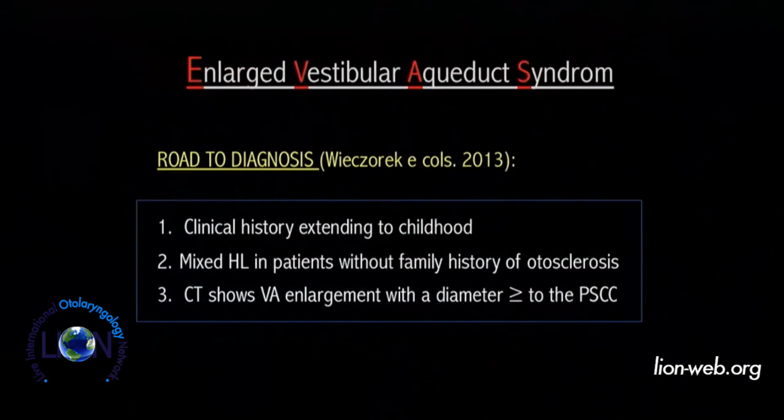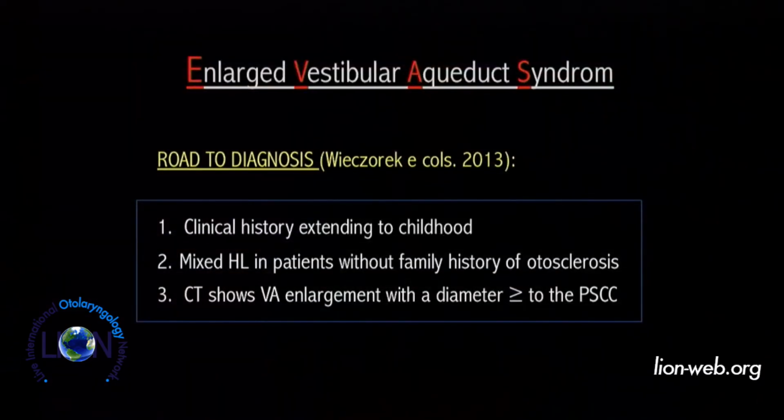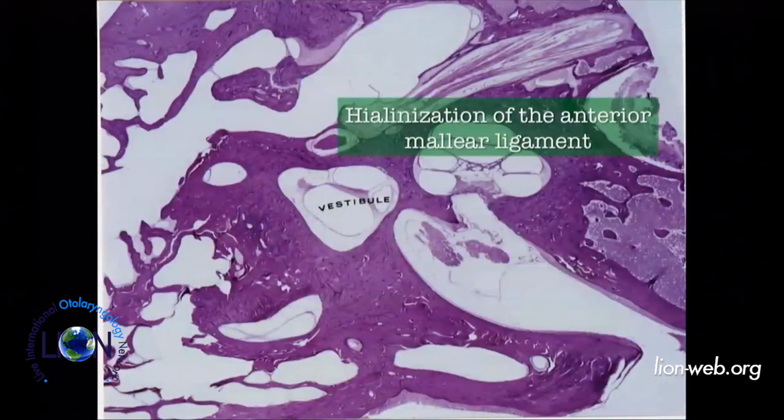And you see, to think about these guys, you have to think about a clinical history extending to childhood. They will bring this complaint since childhood. There is a mixed hearing loss in patients without family stories of otosclerosis. And the CT, this is key, will show a vestibular aqueduct enlargement with a diameter equal to or even greater than the posterior semicircular canal. This is a very good issue here, the fixation of the anterior malleolar ligament, this ligament here.